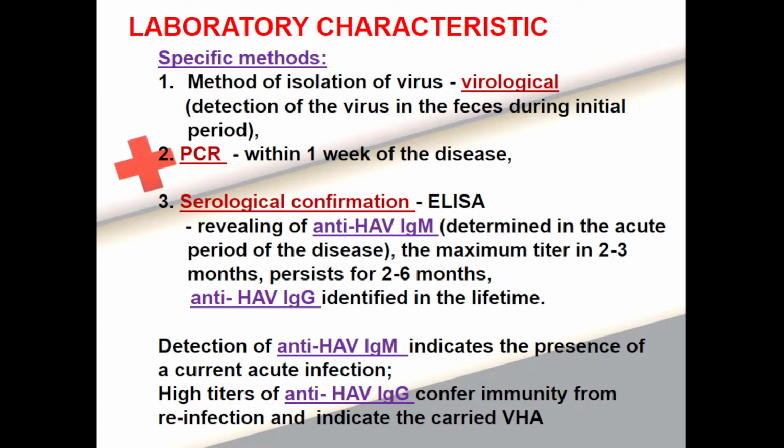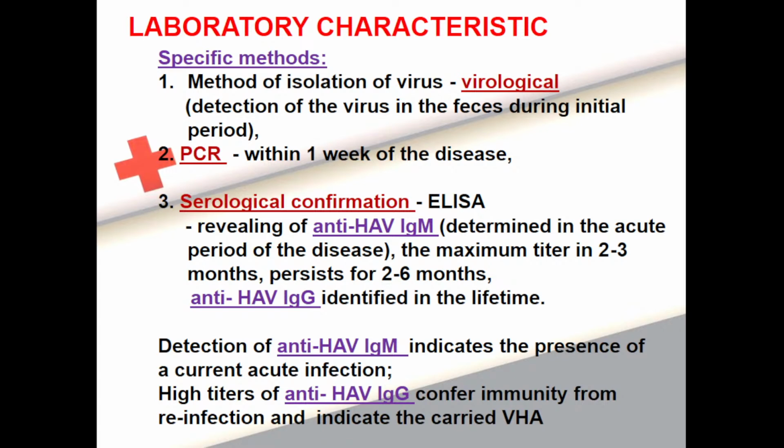Serological confirmation, ELISA: anti-hepatitis A virus immunoglobulin M is determined in the acute period of the disease, with maximum titer in 2-3 months, and persists for 2-6 months. Anti-hepatitis A virus immunoglobulin G is identified throughout the whole lifetime after the disease. Usually it appears in the 2nd, 3rd week.